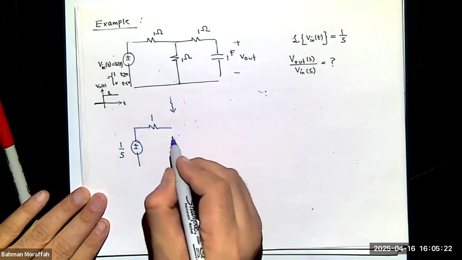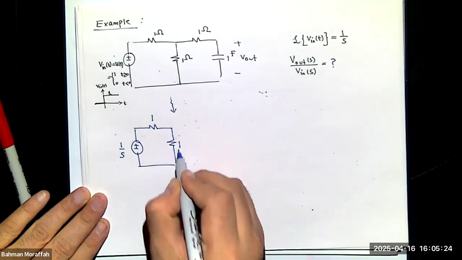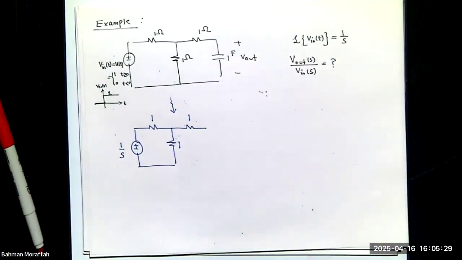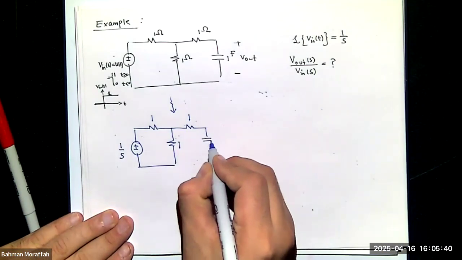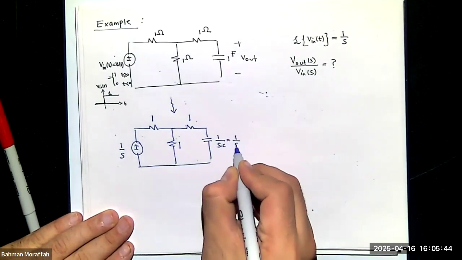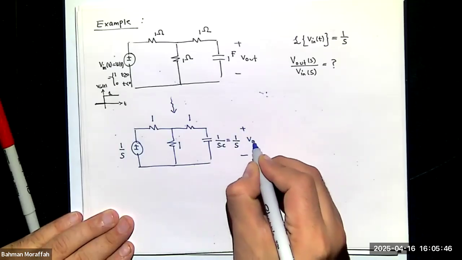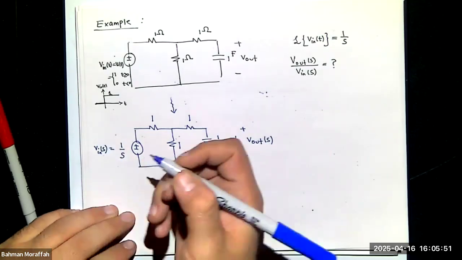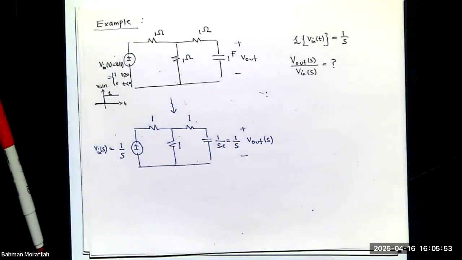This resistance would not change. This one would not change either. This would not change either. If I have a capacitor, the capacitor changes to 1 over i omega C, right? Let's just write it as 1 over sC, which is 1 over s. And I have to find this V out of s, and this is V in of s, right?